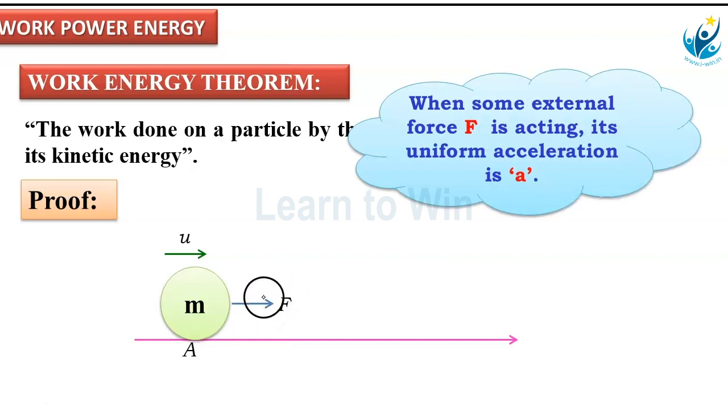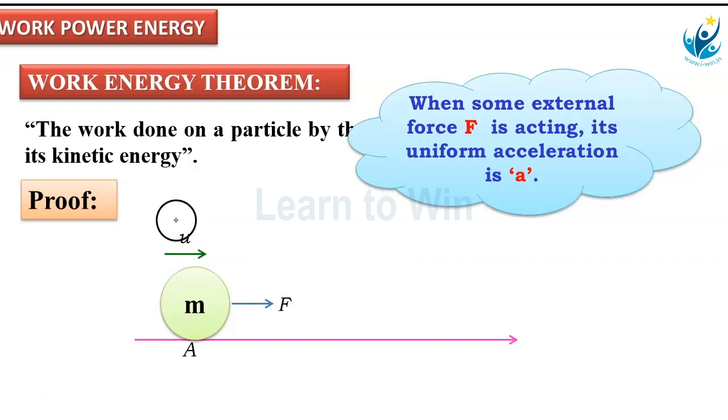When some force is acting on the particle, acceleration is produced in this particle. That acceleration is uniform acceleration. Why? Because the force acting is a constant external force. Due to that constant force, the acceleration is constant acceleration, nothing but uniform acceleration. Acceleration is there in the particle means its velocity changes.